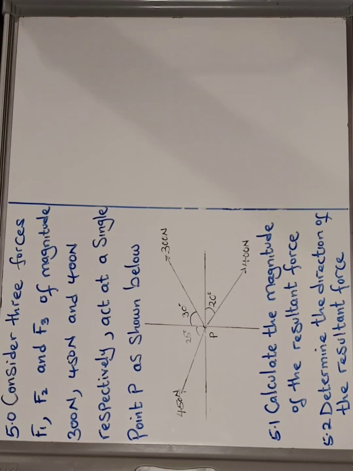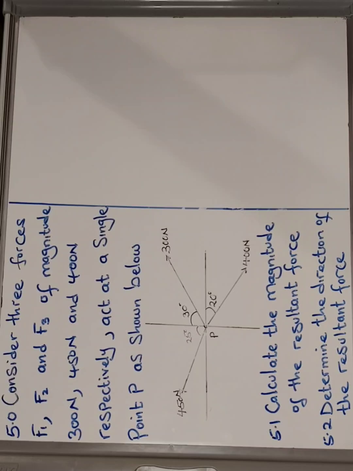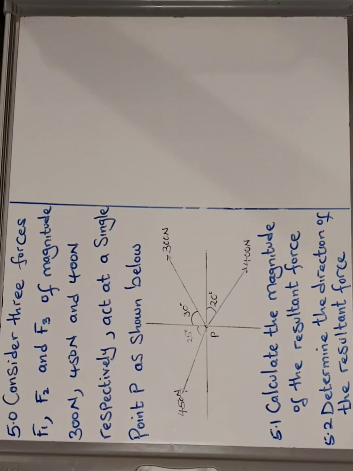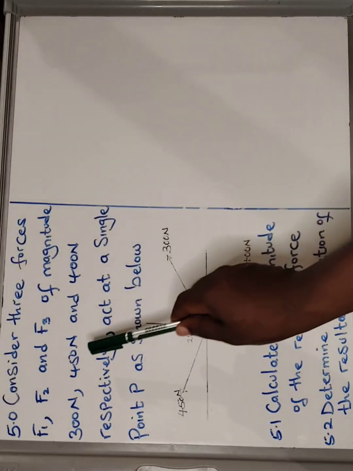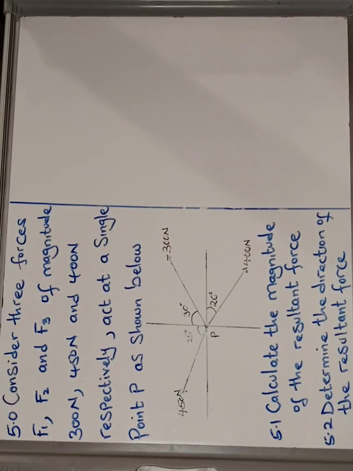Yes, now we are looking at this question. It says, consider three forces, F1, F2, and F3 of magnitude 300 newtons, 450 newtons, and 400 newtons, respectively, acting at a single point P as shown. And it says calculate the magnitude of the resultant force.